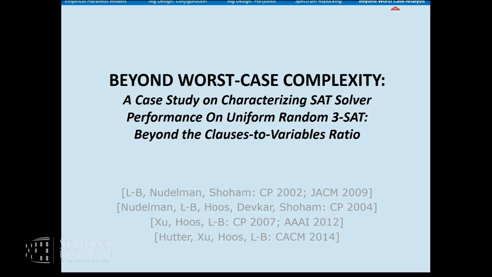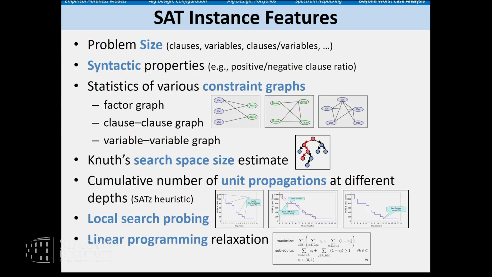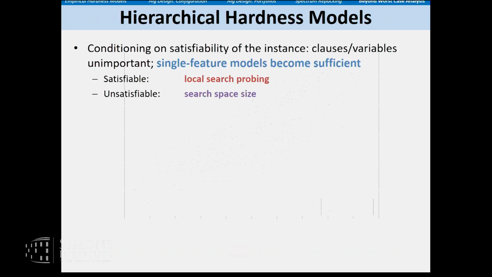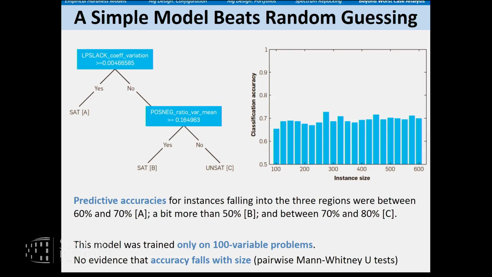I'm just going to skip ahead here. So many fun things you're missing. But this ridiculously simple model, which is a decision tree with 2 variables in it, is able to predict at about 70% accuracy how well a solver will do on uniform random 3-SAT at the phase transition, ranging from problems that are super, super simple to problems that take about a day to run, and trained only on these ones.